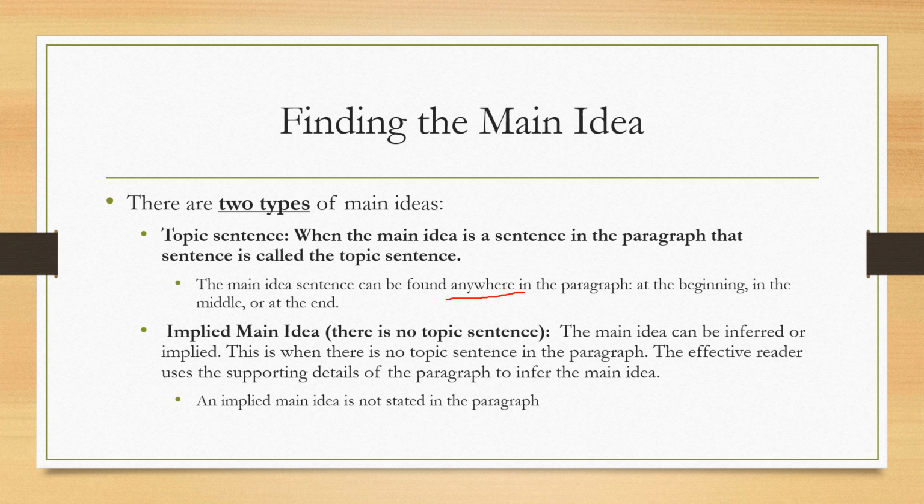The second type of main idea is what we call implied main ideas. When your paragraph does not have a topic sentence, when there's no sentence in the paragraph that states the main idea, your main idea is implied. All the sentences are supporting sentences to that main idea. The main idea can be inferred or implied. This is when there is no topic sentence in the paragraph.